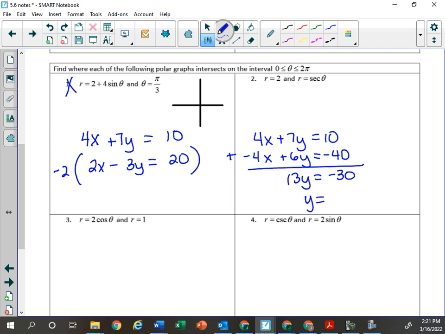Okay, so y, I made this up, so it's this ugly negative 30 over 13. So that's the y part of the coordinate. How would you find the x? Plug it in, and you can plug it into any of the equations. It doesn't matter which one. And then solve for x.